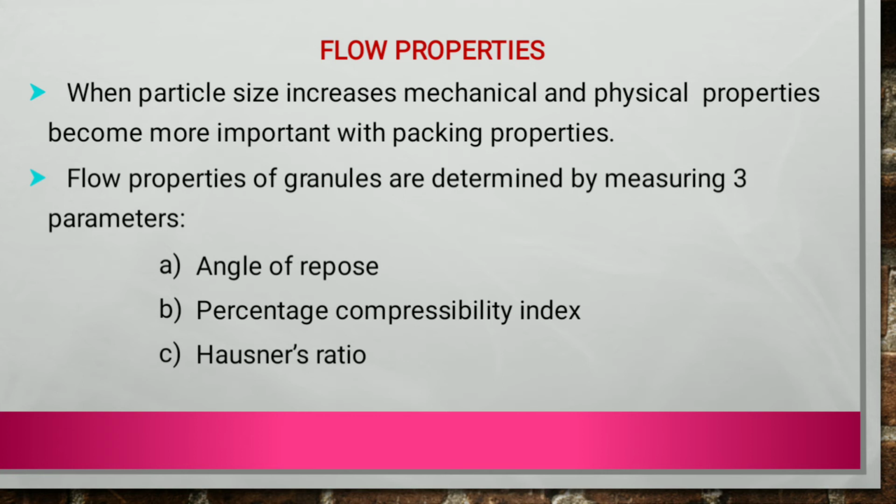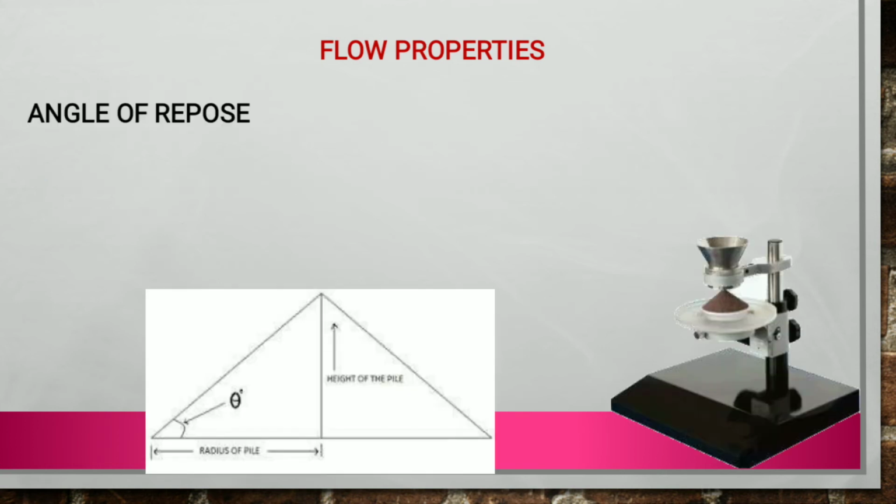Flow properties of granules are determined by measuring three parameters. The first one is angle of repose, then percentage compressibility index, and the third one is Hausner's ratio. Then talking about angle of repose.